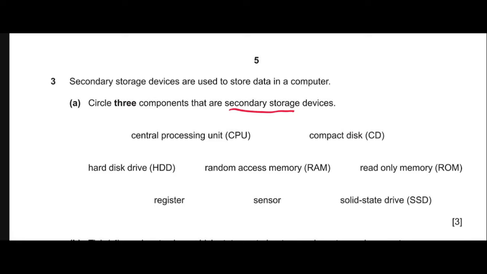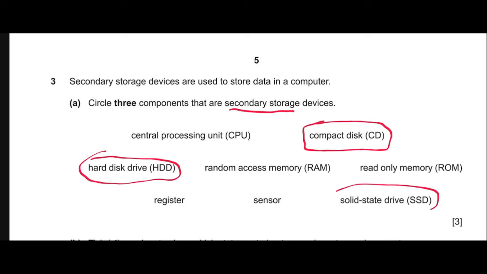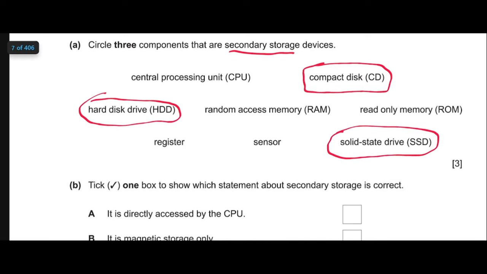So the first option is CPU, which is not a storage, okay? Compact disk or CD, yes, CD is a secondary storage. HDD or hard drive, yes, HDD is a secondary storage device. RAM is primary, ROM is primary, register is primary, sensor, no need. Solid state, SSD, this is also secondary storage. So those three options are correct in this question.